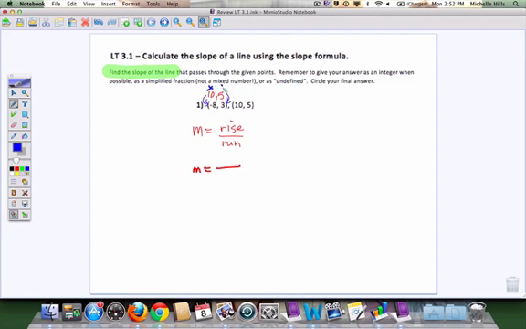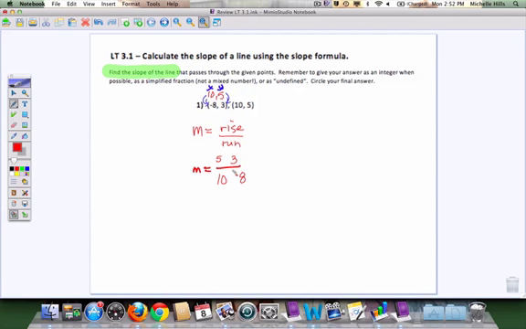So x comes before y alphabetically, which means my y values are 5 and 3. So I'm going to go ahead and put the 5 and the 3 in the numerator, which is the top of the fraction, because the y's rise. And the x's, the 10 and the -8, will go in the denominator because x's run across.